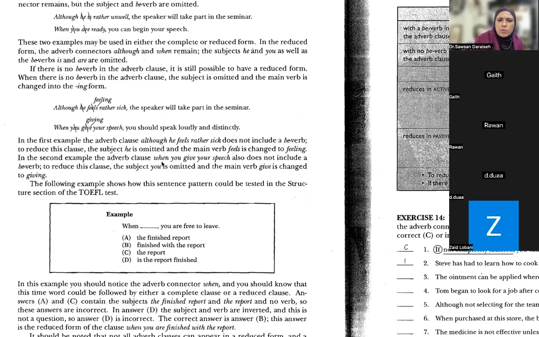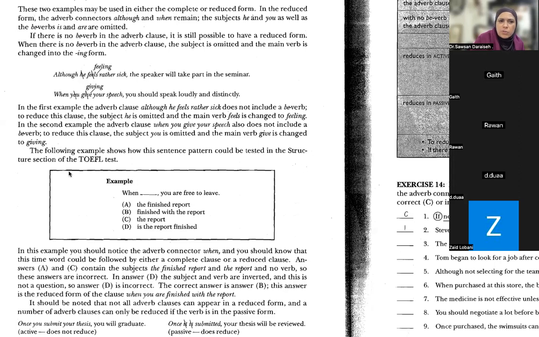Like this, the following example shows how this sentence pattern could be tested in the structure section. This is a question in this style that will come in the exam. All right, we know from the beginning there's going to be a clause here and a clause here. A when clause is what? An adverb clause, a clause that starts with when. This is an adverb clause, and we can reduce. We're familiar now with what we're going to have. Of course, in a clause you need a subject and a verb, but you can reduce the subject and the verb. Remember that. Here you are free to leave. When what you are free to leave.